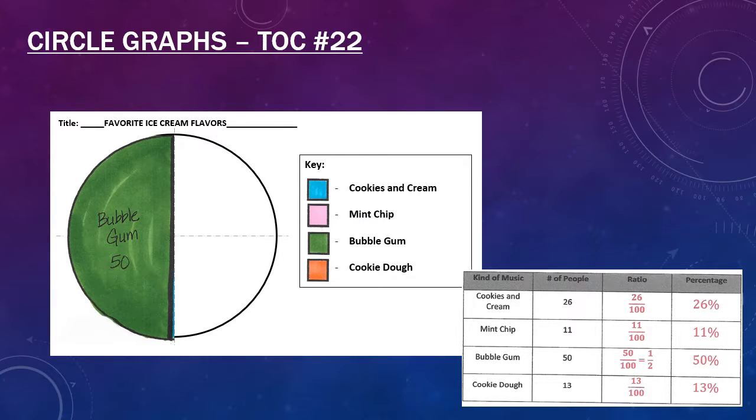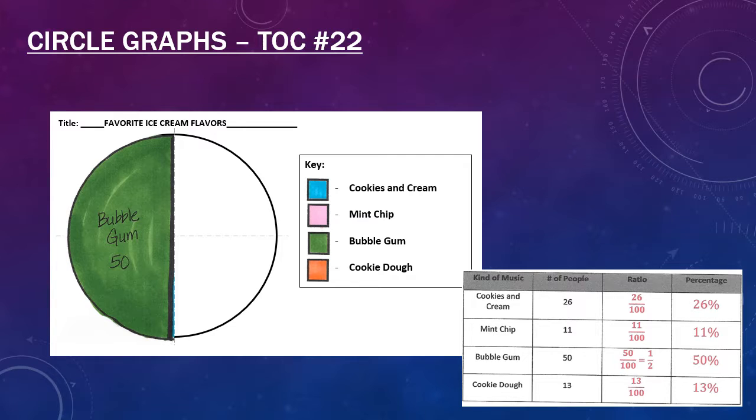Do I have to label it bubblegum? I do not, because the color and the key tell me what the category is. You could just put the percent, 50%. You could also, sometimes they're going to put the number of people that selected that. So they're going to do it both ways on circle graphs.